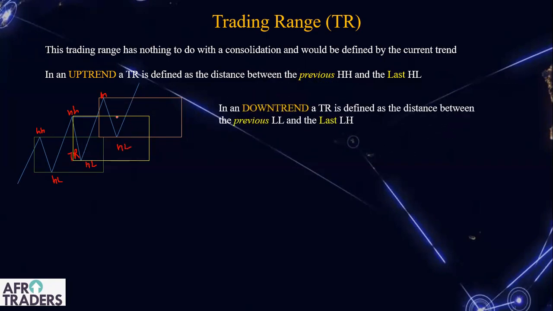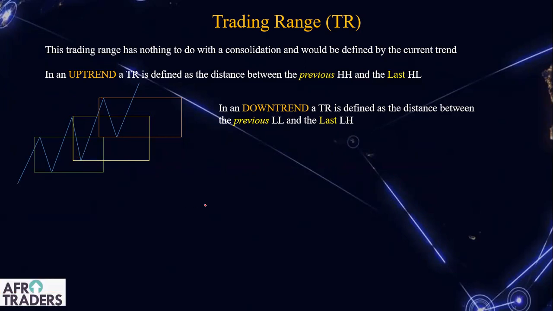All right. So in a downtrend, a trading range is also defined as the distance between the previous lower low and the last lower high. Same explanation. This is a lower low. The market has traded below the previous lower low, so we are looking at this and this as a trading range. If we break below this, then we have a new trading range. If you break below that, you have a new trading range, and so on. And that is how it works.